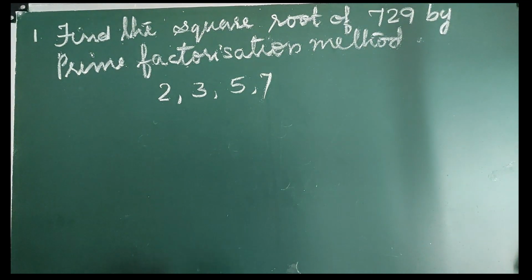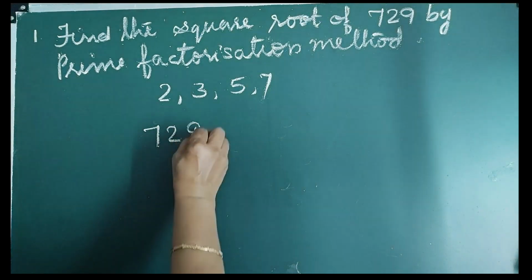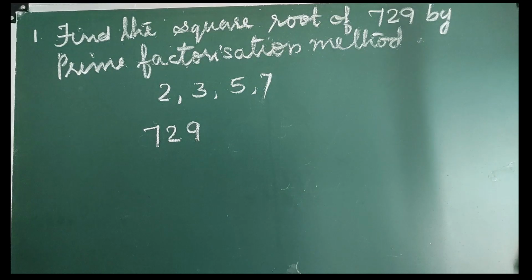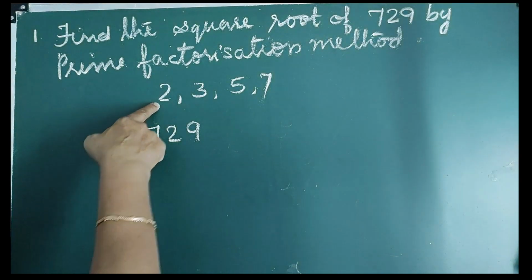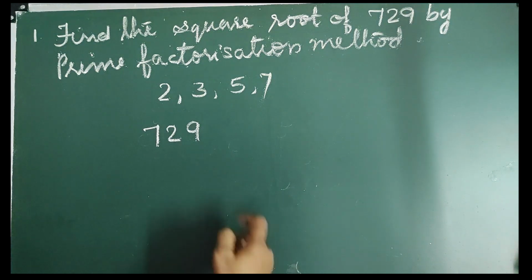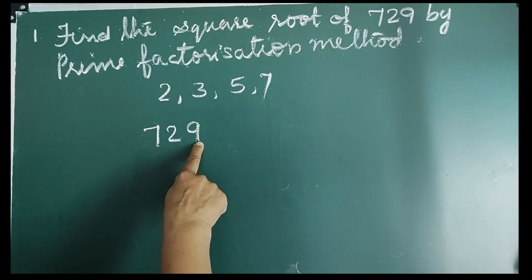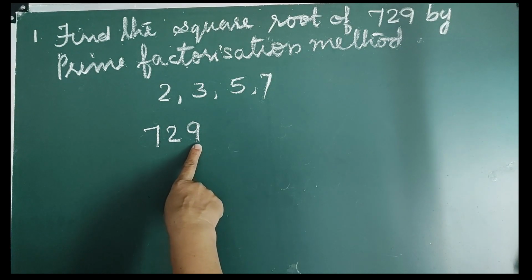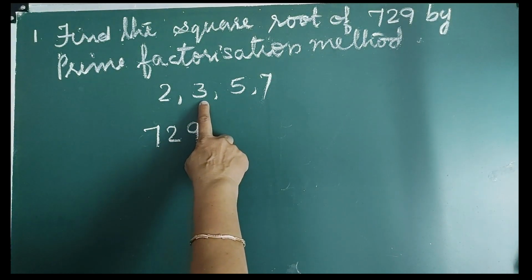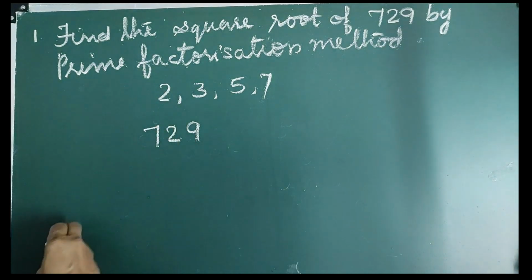We know that 729 is not an even number, therefore it is not divisible by 2. Next, 729, the sum of these digits is 18 and 18 is divisible by 3. So, 729 is divisible by 3.